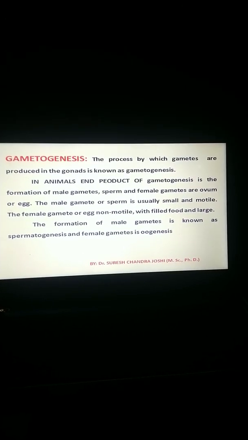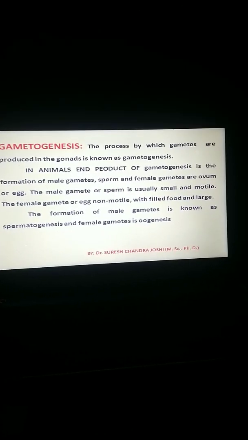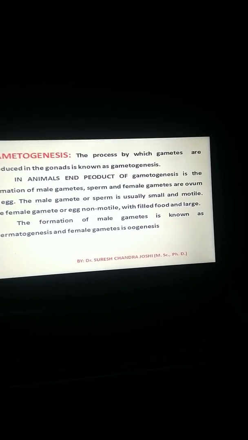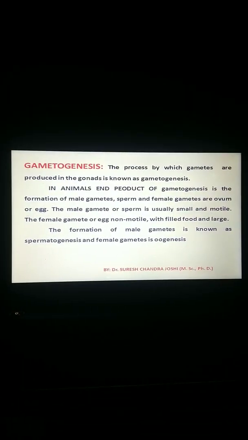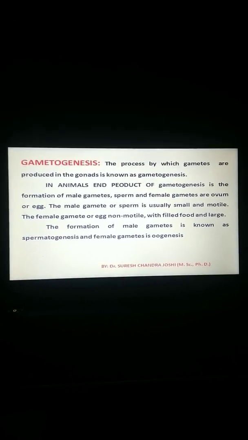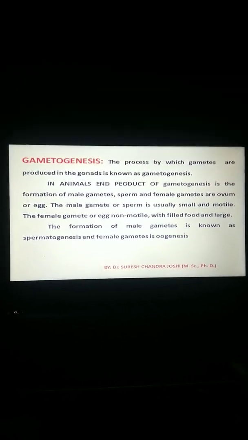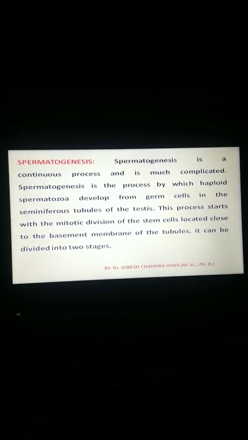Gametogenesis is the process by which gametes are produced in the gonads. Gametes are male gametes and female gametes. Formation of male gametes is known as spermatogenesis and formation of female gametes is oogenesis. Spermatogenesis and oogenesis together are known as gametogenesis. Number one, spermatogenesis.